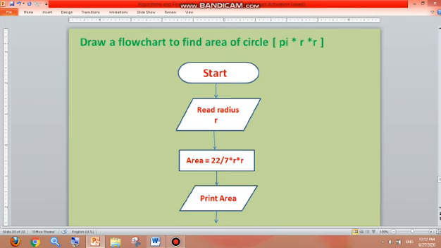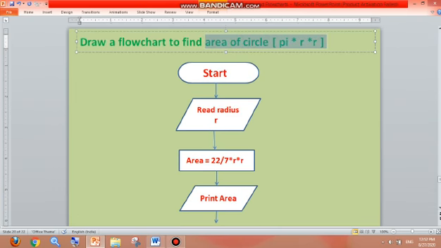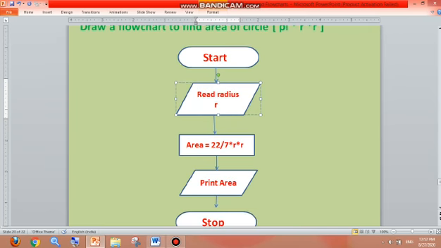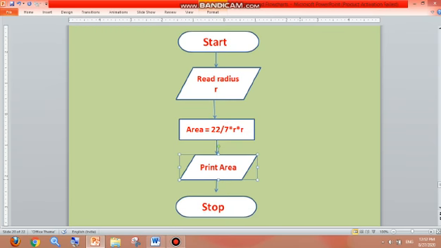Okay, now the next one is how to find the area of a circle. The formula is provided to you, pi r square. Okay, so start box as it is, input box to read the radius. In place of read, you can write input also, children. Okay, then the formula is pi r square. So in the processing box, we will write like this. The value of pi is 22/7 or 3.14 into r into r. And then using the output box, we will display the area, and then the stop box.